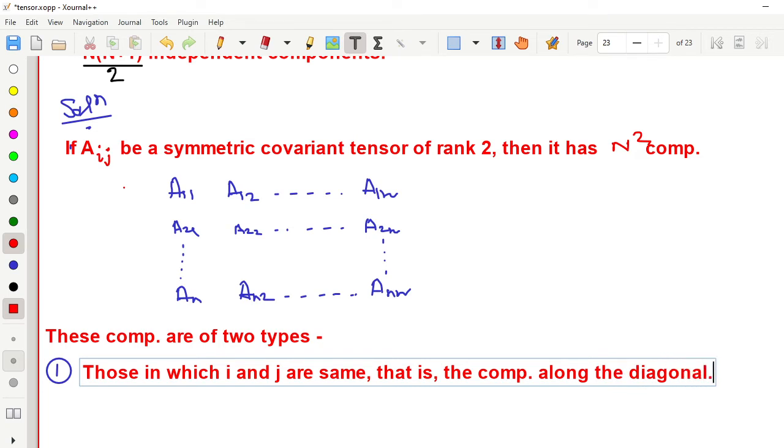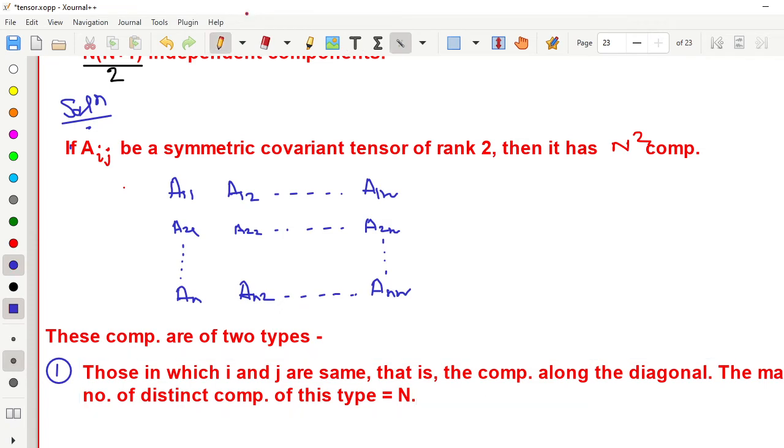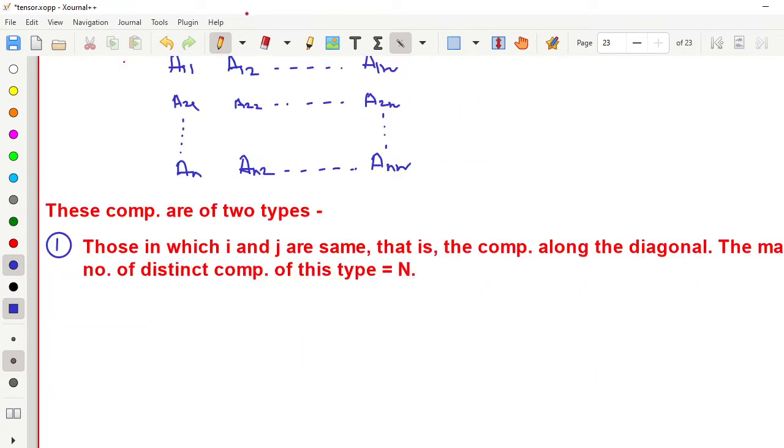The maximum number of distinct components of this type equals n. So diagonal maximum কটা component থাকতে পারে এরকম? How many such components can be there in the diagonal? Definitely n টা diagonal থাকতে পারে because it is of n dimension. So there can be n terms in the diagonal. এরকম ম্যাট্রিক্সে there can be 3 terms in the diagonal.